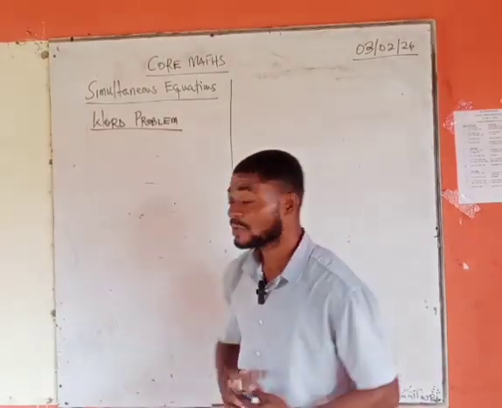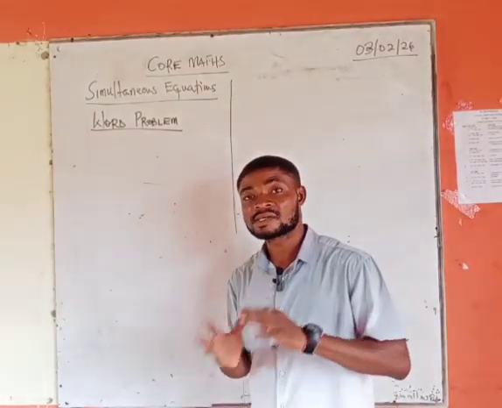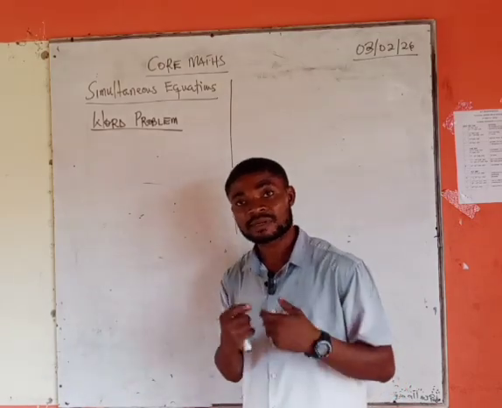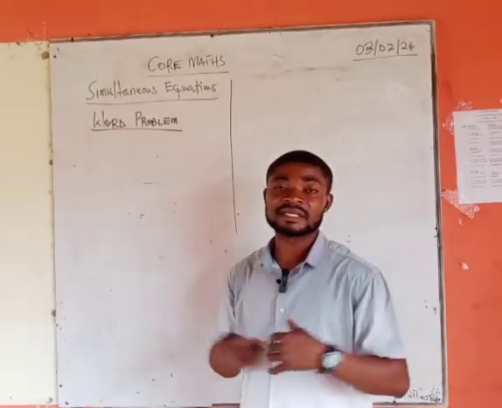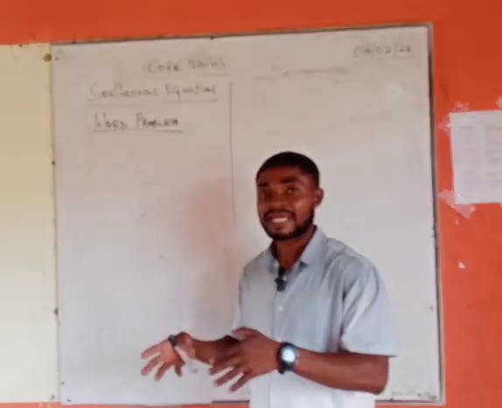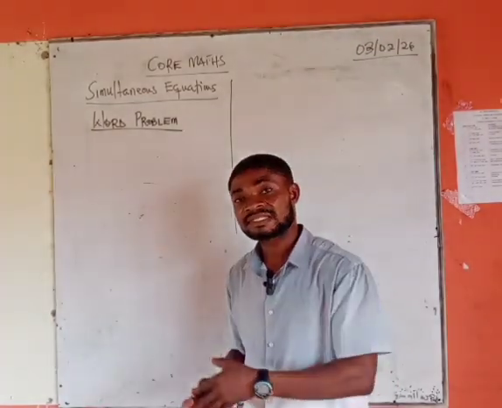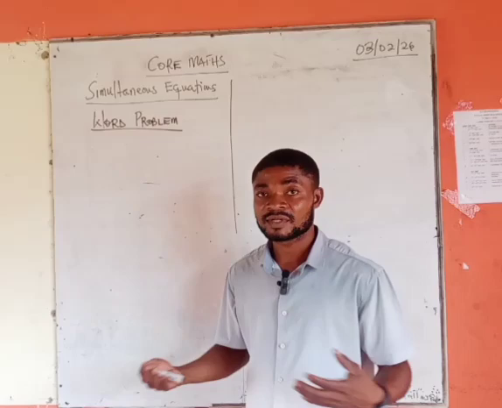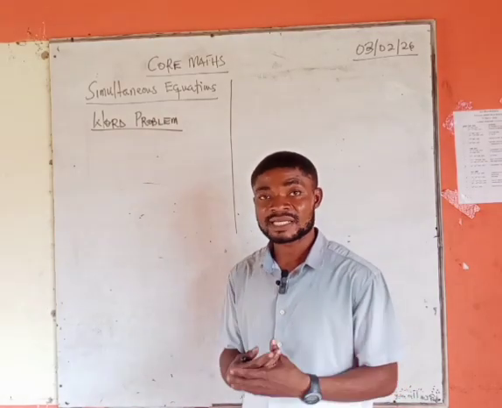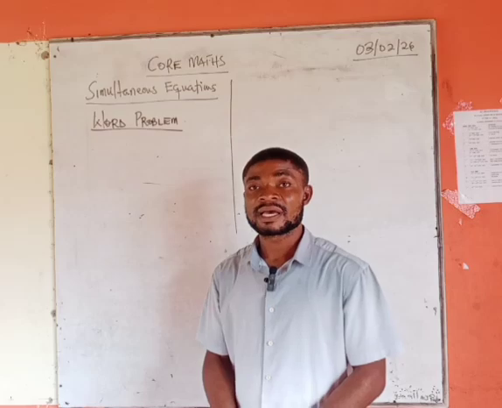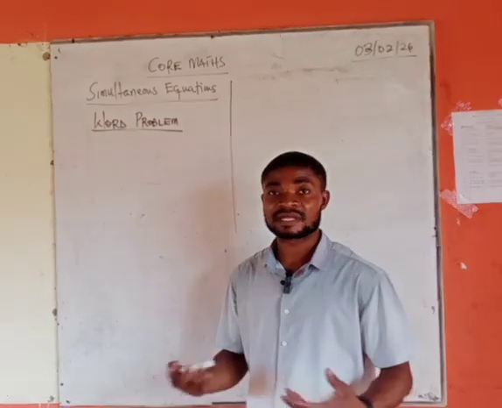We want to look at word problems under simultaneous equations. A question can be given to you in a statement form or in a problem form, and at the end of the day, you have to get some equations, either two or three equations, and then solve them simultaneously to get the required answers that you've been asked to get. So, how do we go about that when we meet such questions?